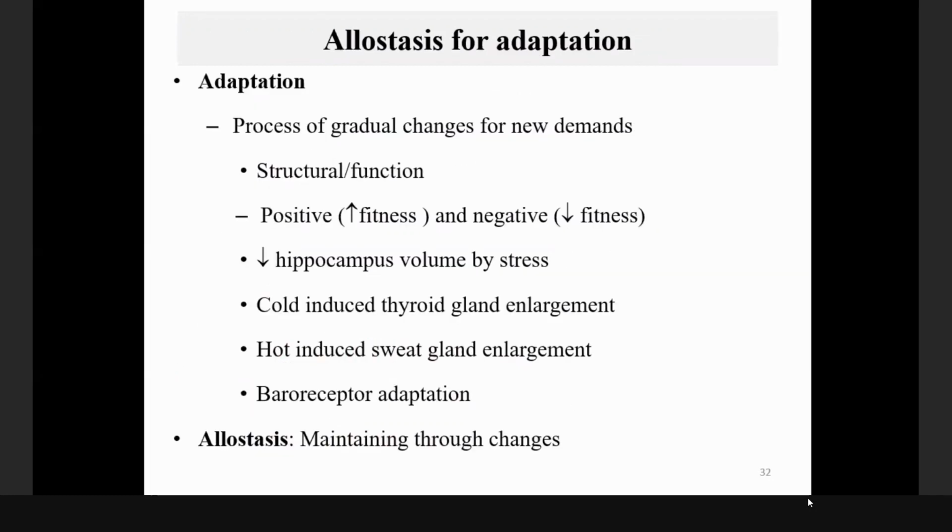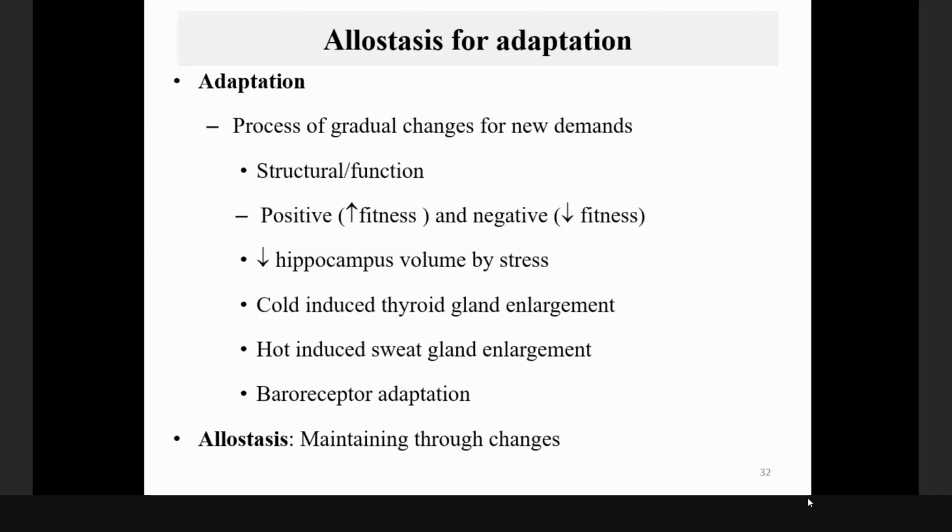Then the other thing that is mainly related to homeostasis is allostasis and adaptation. I'm not going to tell you in detail about allostasis, because this is another big concept, maybe related to homeostasis. So there is adaptation. Adaptation is a gradual process that lets us adapt to change, a gradual process that makes us adapt to the new demand.